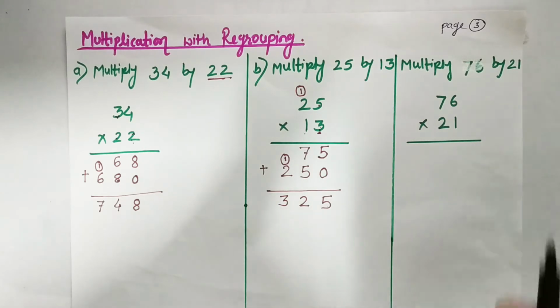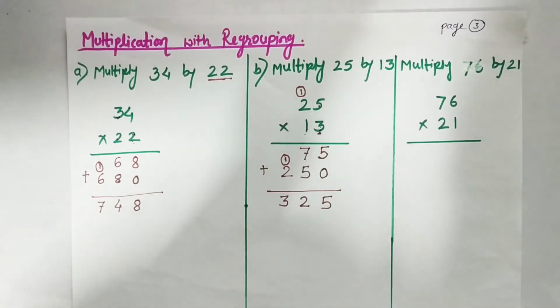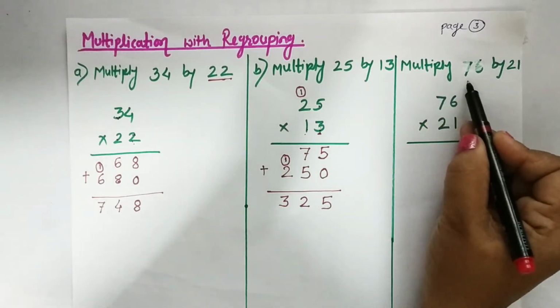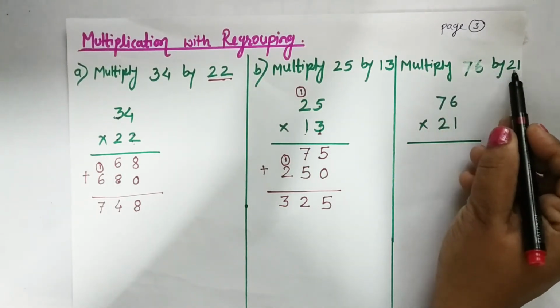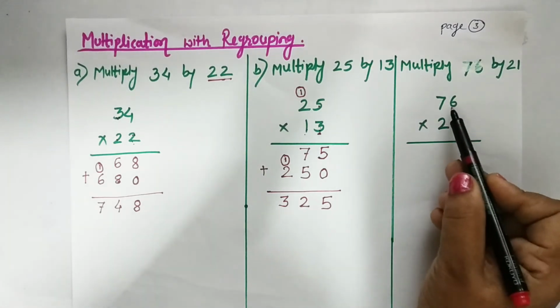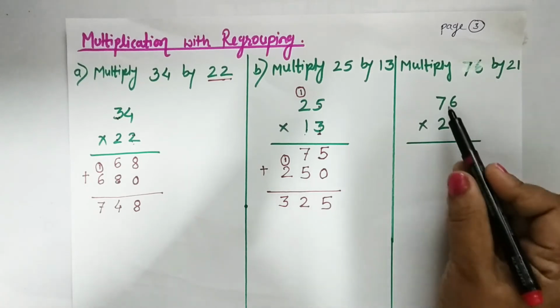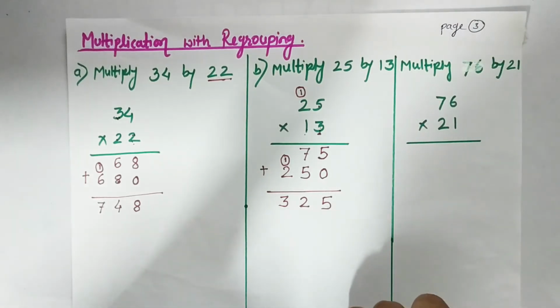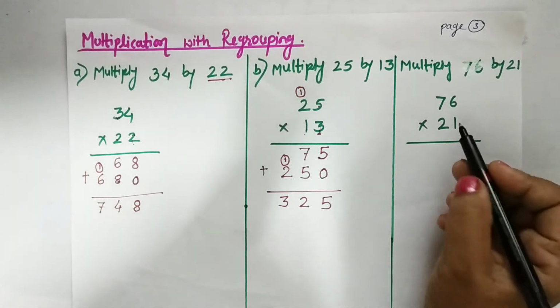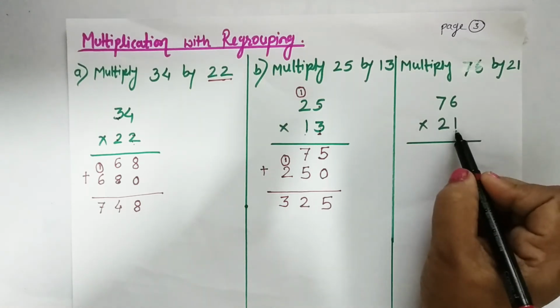Now we'll move towards the third question. Multiply 76 by 21. Okay, so write 76 first, then by 21. So where will you write 21? Below this number. Again, what is our rule? We have to start from the ones place. Okay, so the ones place is here. This is your ones place. So we'll start from the ones place.